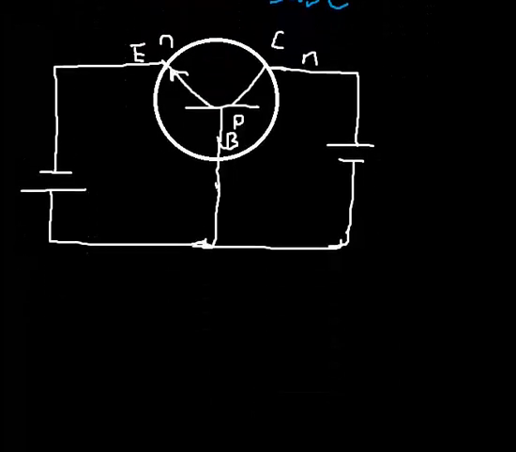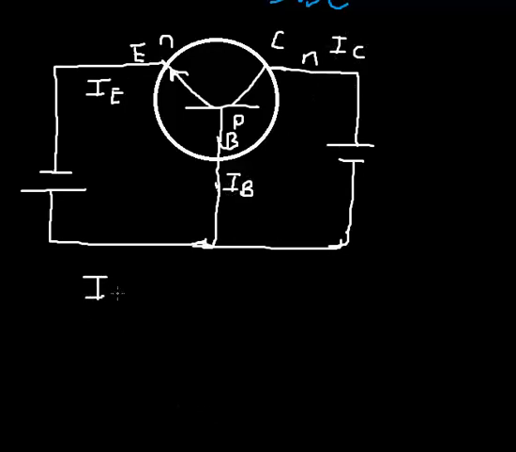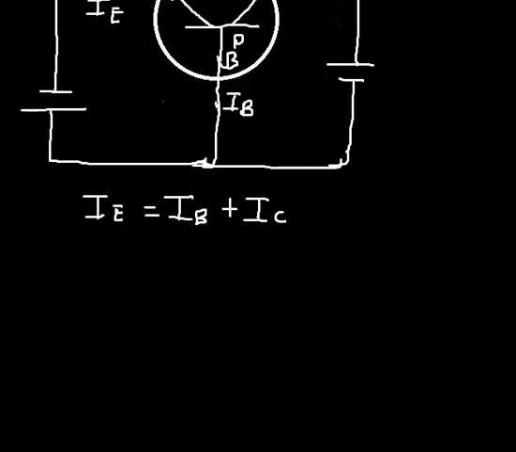Now, there's something you should know about the currents of a transistor. It has the emitter current, which is IE, the base current, which is IB, and the collector current, which is IC. According to Kirchhoff's law, the emitter current is always equal to the base current plus the collector current. I can actually prove that with the configuration we have before.